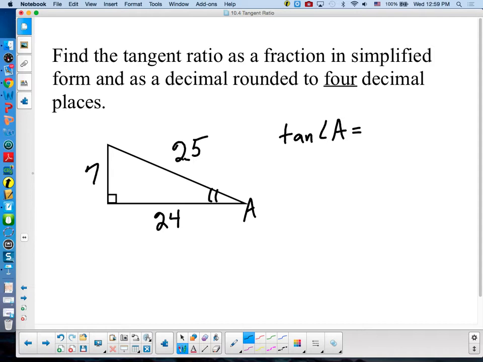So which side over which side? Which leg is opposite of angle A? Which one's adjacent to angle A? And then put it in decimal. If anyone does not bring their own calculator, you're probably going to definitely want it from this point on, doing our tangents and sines and that. Fraction is what over what?